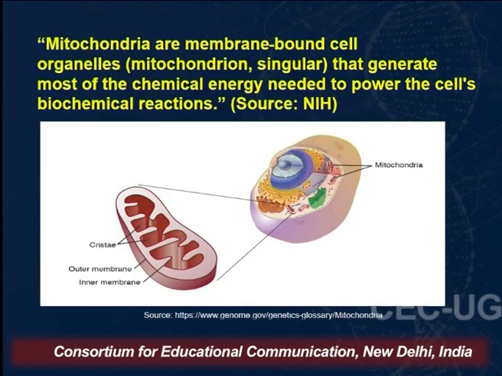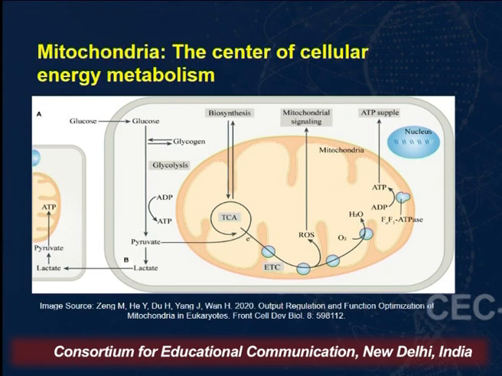Now the next important organelle within the cell is the mitochondria. Mitochondria is basically a membrane-bound cell organelle which generates most of the chemical energy needed to power the cell's biochemical reactions. We can see over here the mitochondria is made up of two membranes, an outer membrane and an inner membrane, and apart from that there is the mitochondrial matrix present within them. Now, the mitochondria is basically the center of cellular energy metabolism.